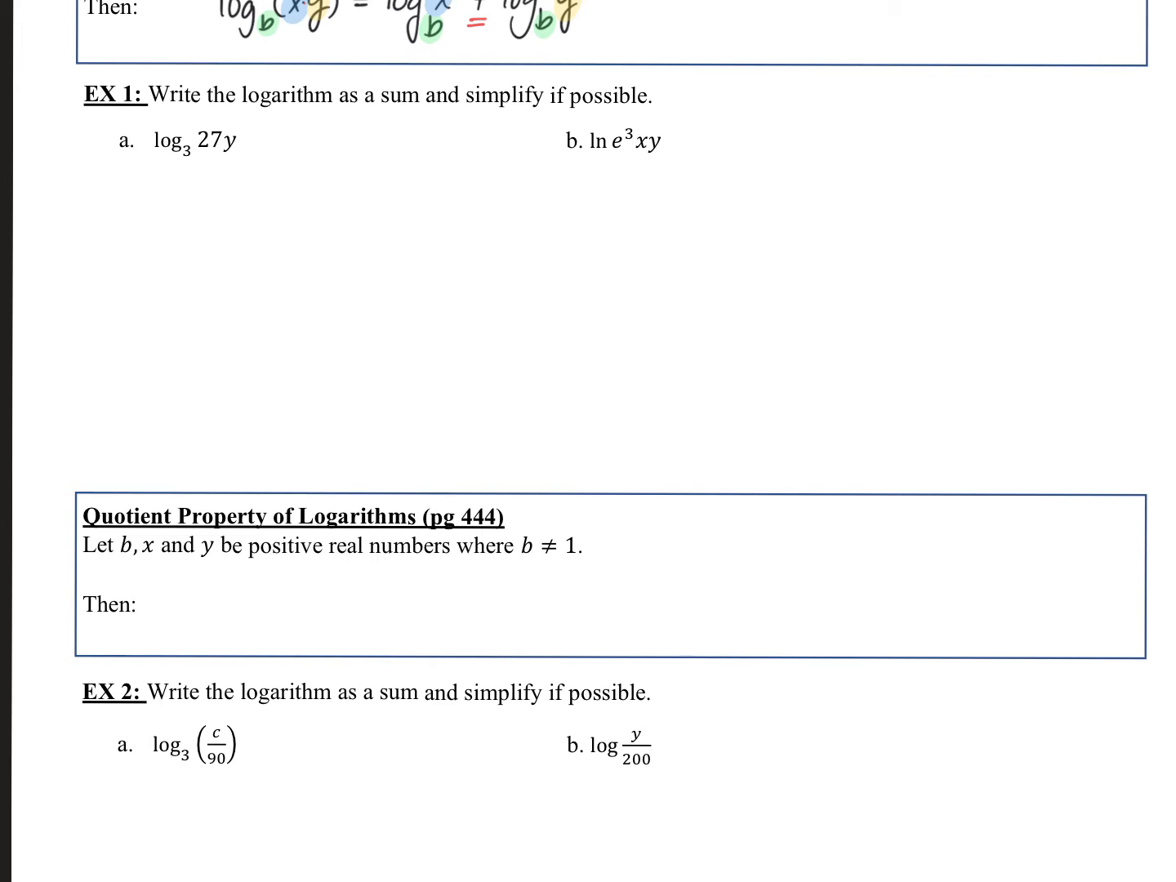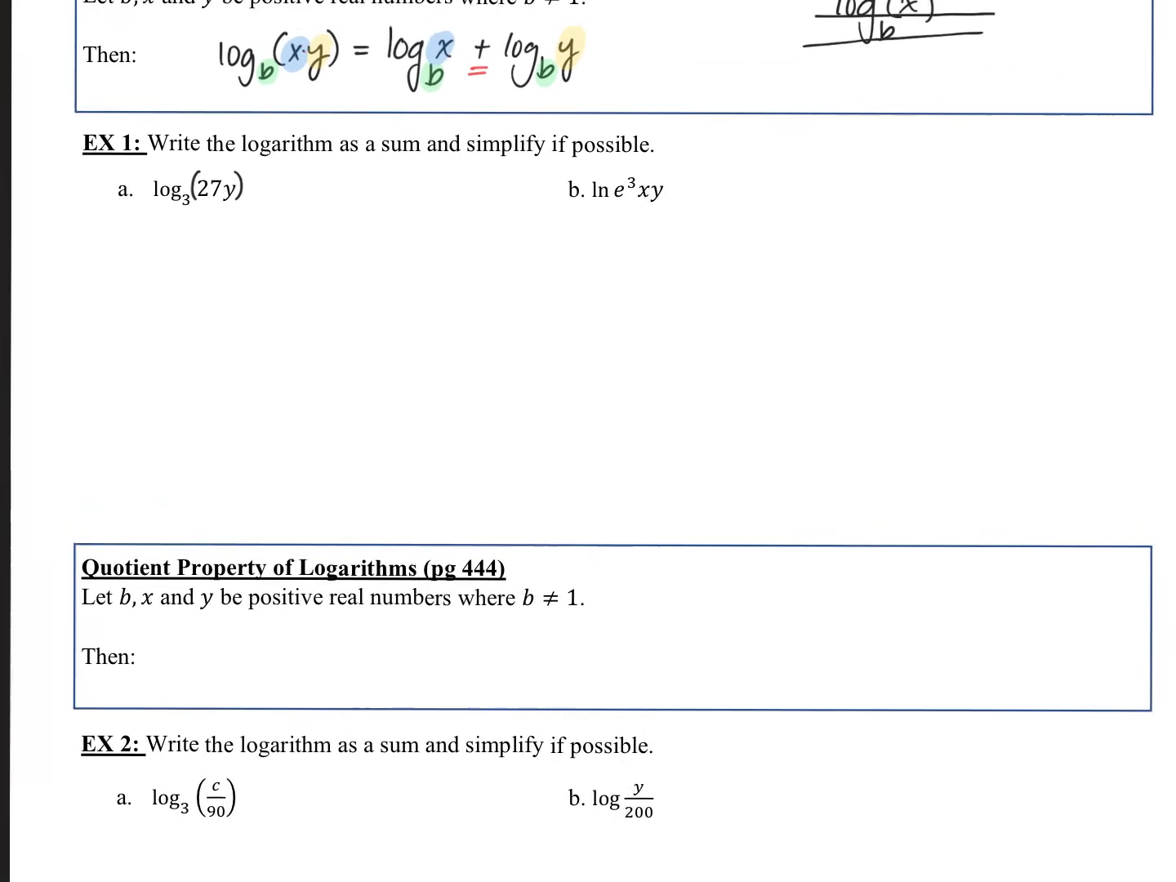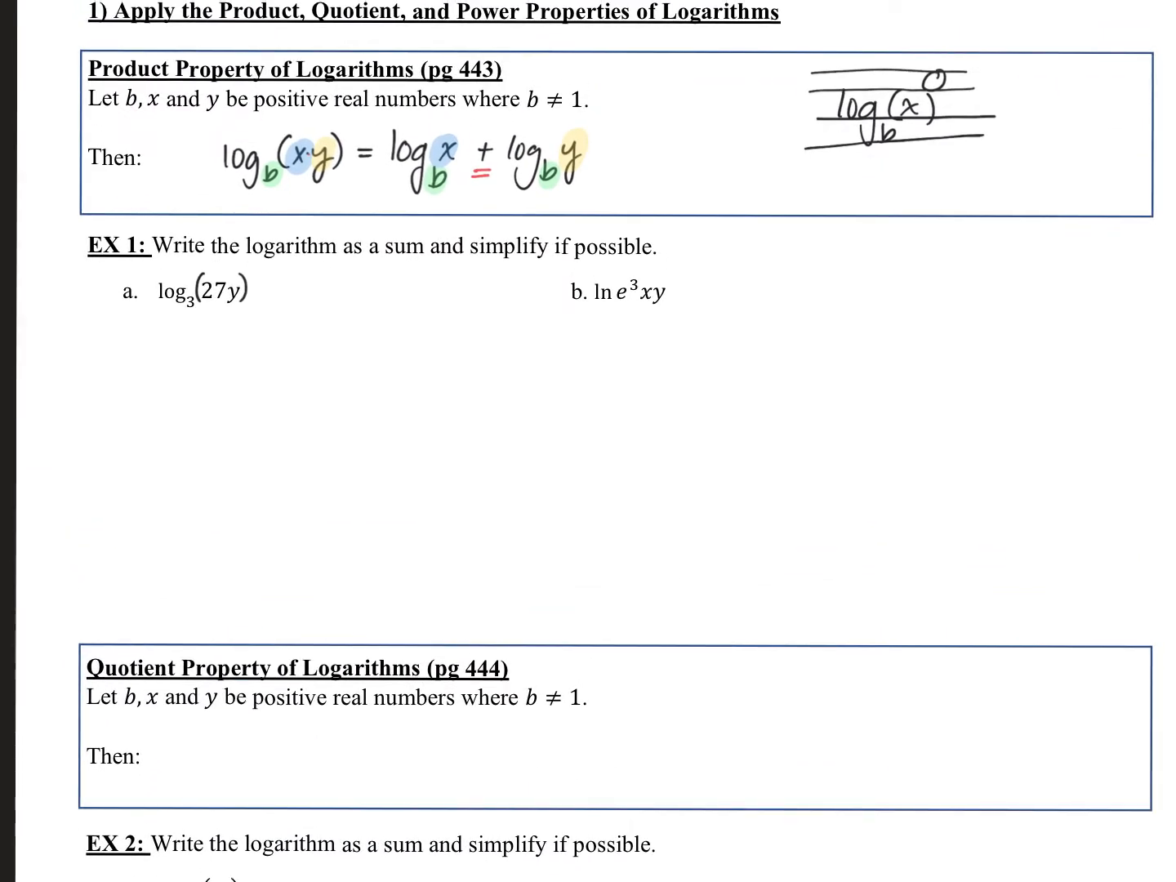All right, example 1. Write the logarithm as a sum and simplify if possible. So how do we write it as a sum? Well, if inside of the argument we see multiplication, then we can split it up as a sum. So inside log base 3 of 27y, I see we have 27 times y. Actually, let me change that from the x symbol to a multiplication dot so we don't confuse it with the actual variable x.